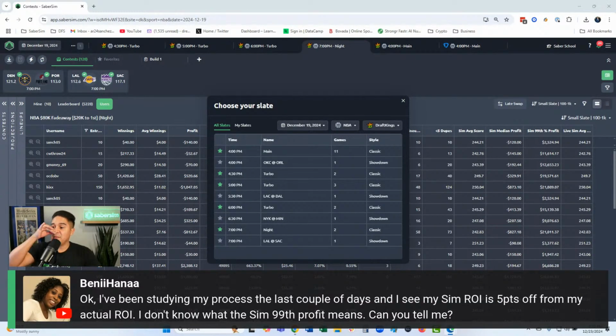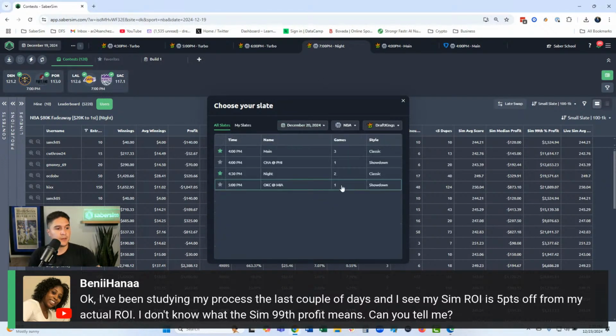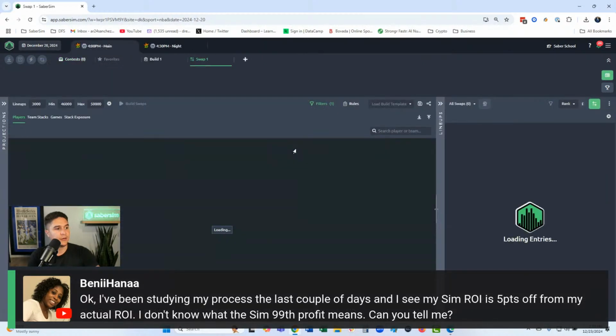Benihana said, okay, I've been studying my process the last couple of days, and I see my sim ROI is 5 points off from my actual ROI. I don't know what the sim 99 profit means. Can you tell me? Yeah, sure. So let's go to the next day. And we had a 3-game slate here. I think I played both of these, so we'll check them out.